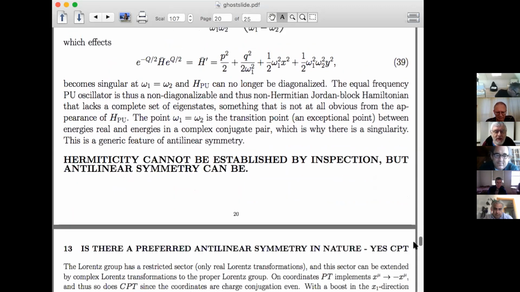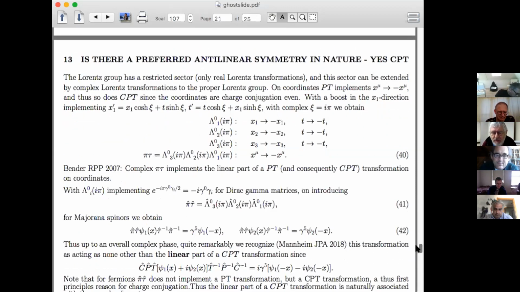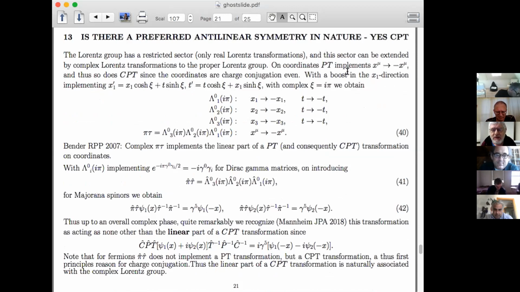Now, there are many possible antilinear symmetries. Is there a preferred antilinear symmetry in nature? And the answer is yes, it's CPT. Now, the Lorentz group has a restricted sector, only Lorentz transformations, and this sector can be extended by complex Lorentz transformations to what's called the proper Lorentz group. In the proper Lorentz group, PT implements x mu goes to minus x mu, and that is the extension to include the PT that gives you the proper group. But since coordinates are charge conjugation even, this just also happens to be a CPT transformation.